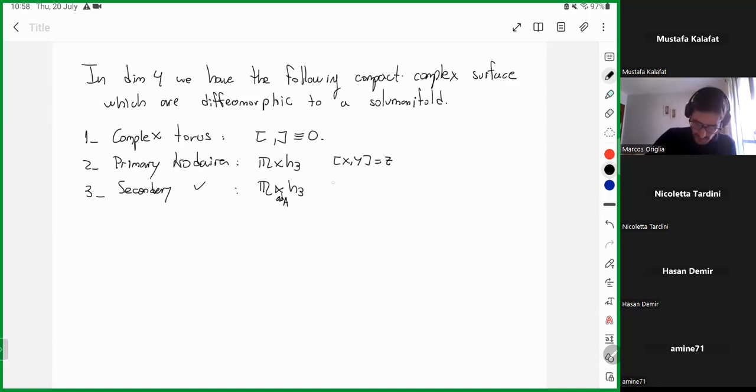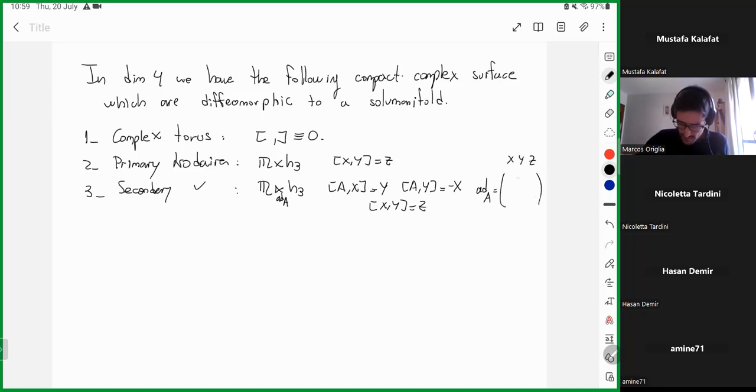And how to describe the bracket? Well, I will do everything. So A applied to X is Y, and Y is minus X. And there is a Heisenberg guy. This means that the adjoint of A acts on X, Y, and Z just by 0, 1, minus 1, 0, and 0 here.